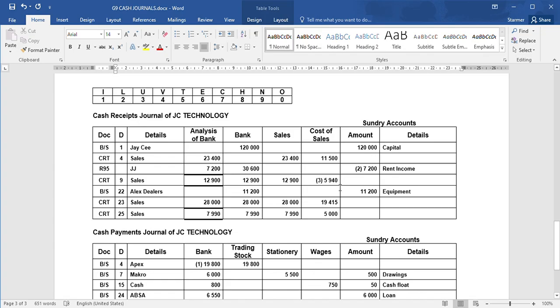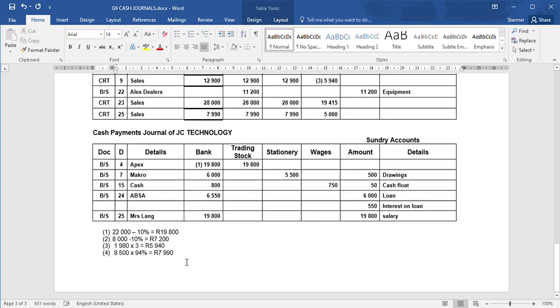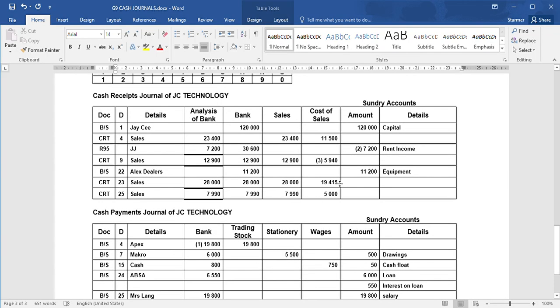Now to get this amount here, if you go back to here, we bought 10 computers here. So each computer costs you 1,980. So to get your cost price, you take that 1980 multiplied by 3, and that gives you the 5940. So that is how I calculate that cost of sales.